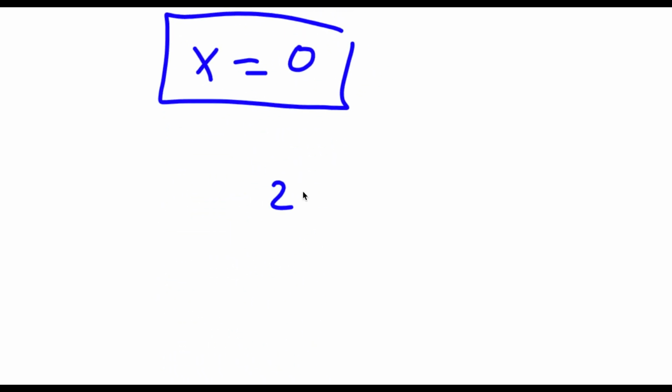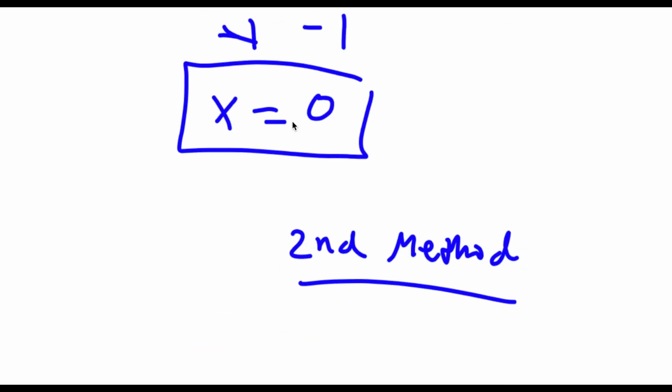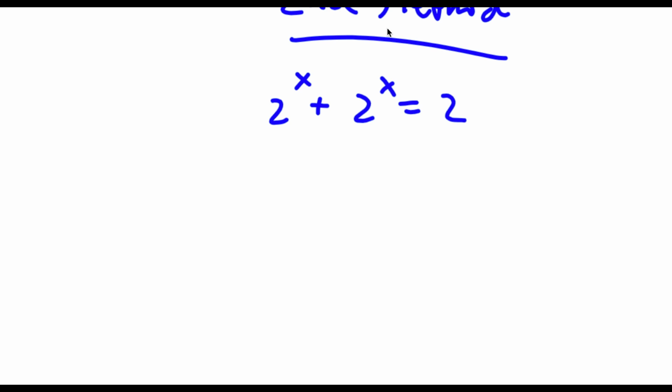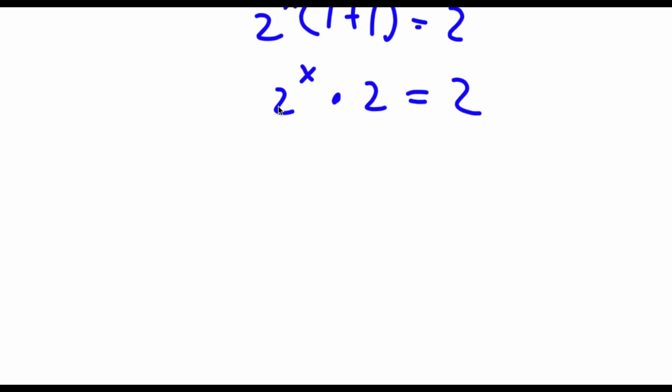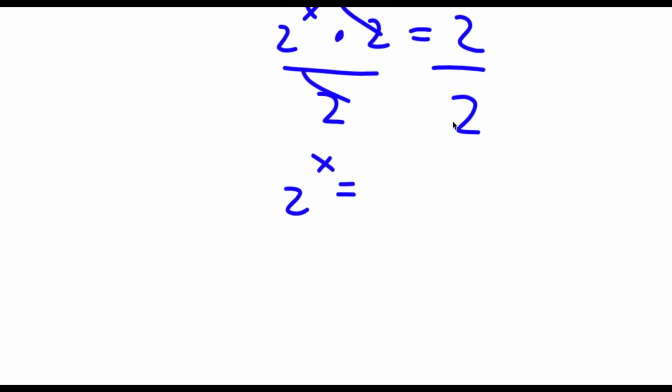Now, another method of doing this: I have 2 to the power of x plus 2 to the power of x is equal to 2, and I'm going to do the same thing at the start. I'm going to factor out 2 to the power of x, so I have 2 to the power of x times 1 plus 1 is equal to 2. Now, if I simplify this in parentheses, I get 2 to the power of x times 2 is equal to 2. Now, instead of multiplying these two, I'm actually going to divide both sides by 2. So then these two cancel out, and I'm left with 2 to the power of x is equal to 2 divided by 2, which is 1.